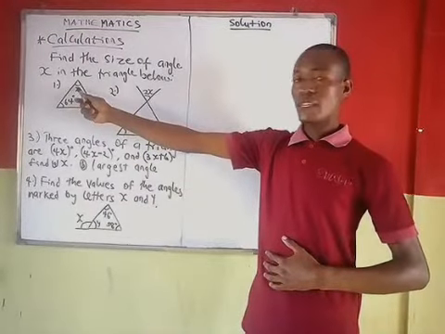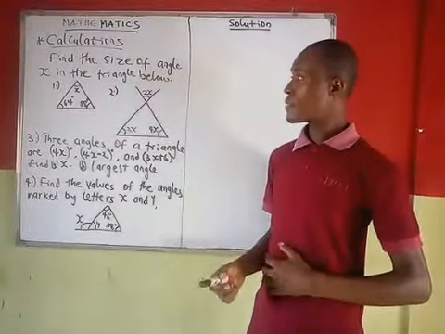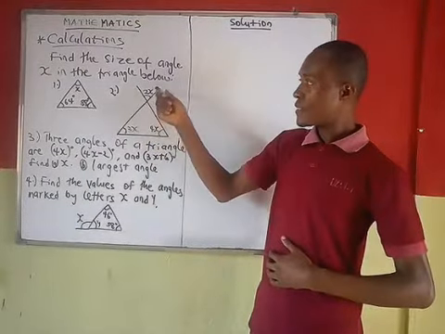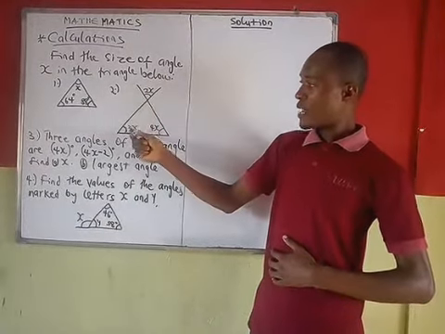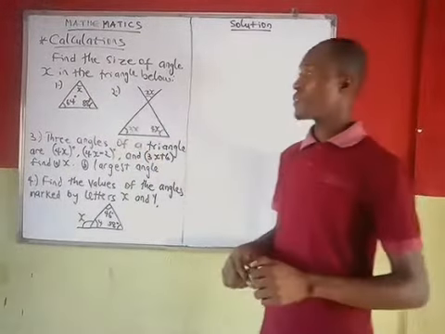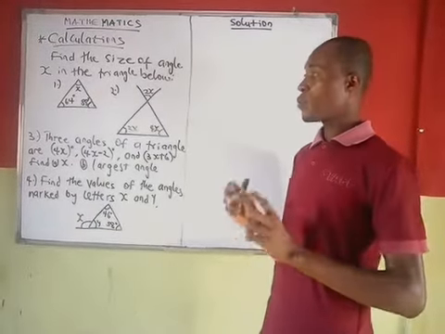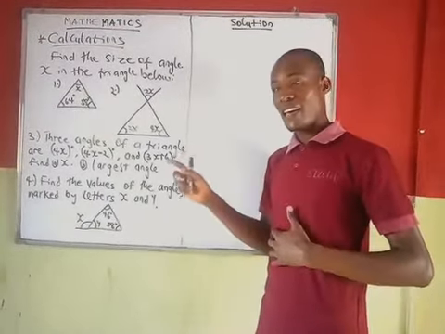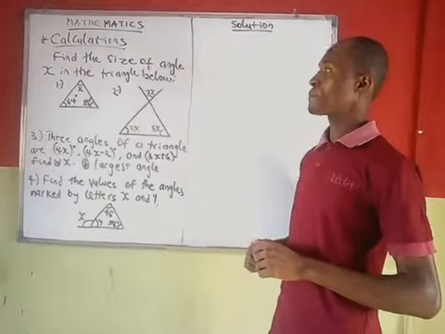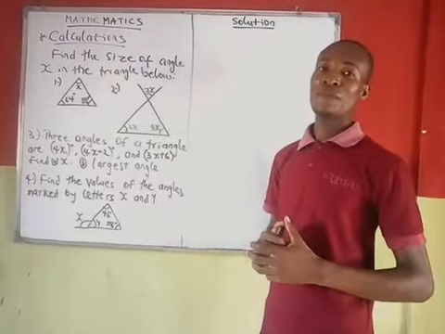The angle here is X, this one is 64 degrees, and this one is 88 degrees. Then the second one is this: here is 2X, here is 3X, and here is 4X. Now for the first one, we're going to apply one of those two rules that we identified earlier. So which one do you think is suitable for this?